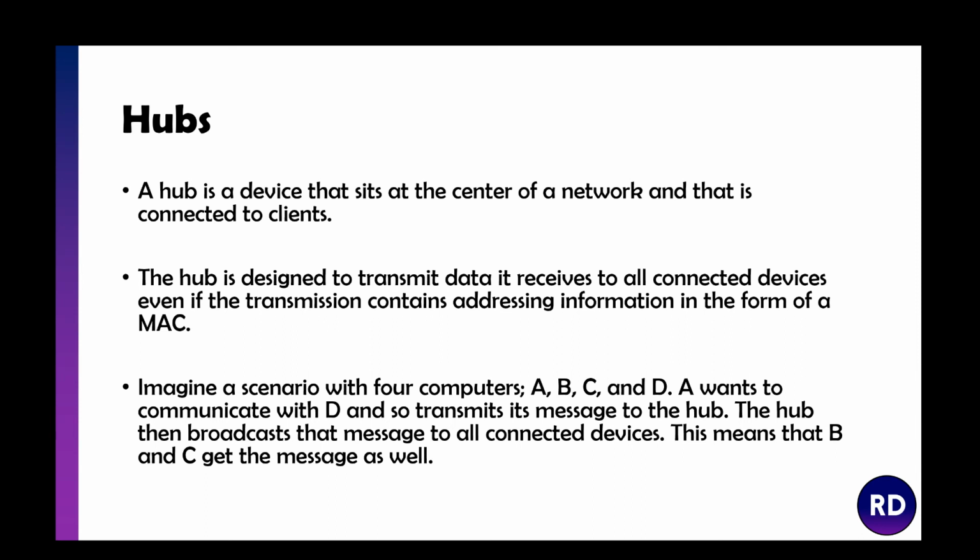So imagine you've got computers A, B, C and D, and A wants to communicate with D, so it connects to the hub. The hub then broadcasts that message to all connected devices. So if you didn't want B and C to get that message, they would still receive it. So it's what's called a dumb device, or a not clever device, because it just relays the message to everybody. So that's really not that good.